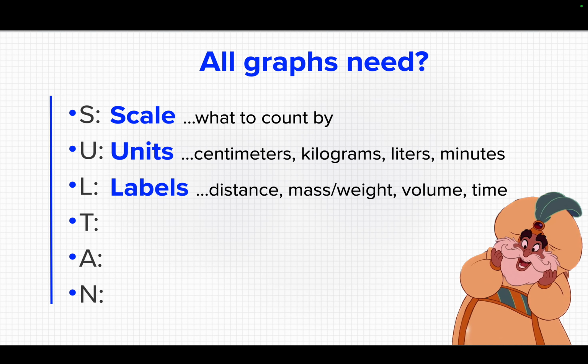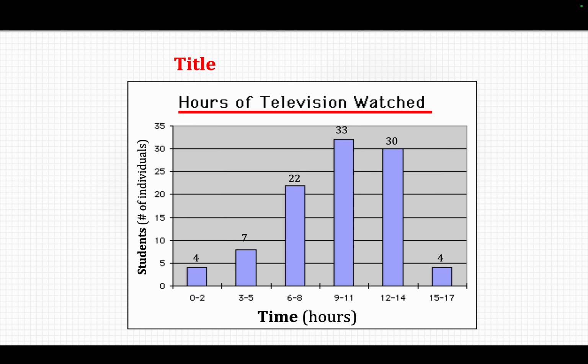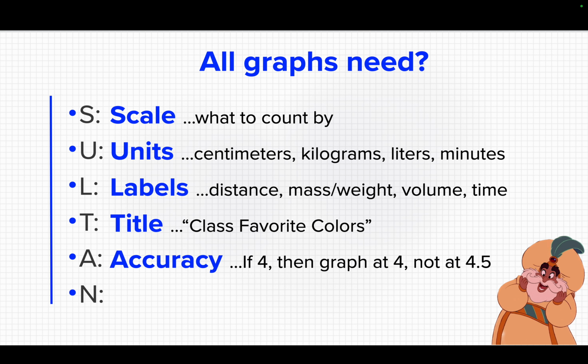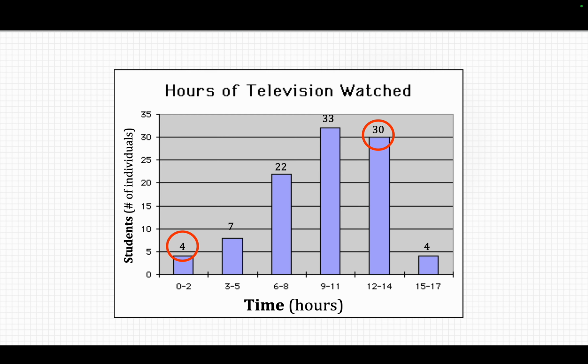T is for title. So you're going to be doing a graph here in a minute on your class's favorite ice cream flavor. So your title needs to be descriptive of what the graph is about. A is for accuracy. Okay, so if it reaches 4, make sure you graph it on the 4, not at 4.5. Right? So you'd see this, it hits 30. 4 is just slightly below 5. 7 is in the middle of 5 and 10.